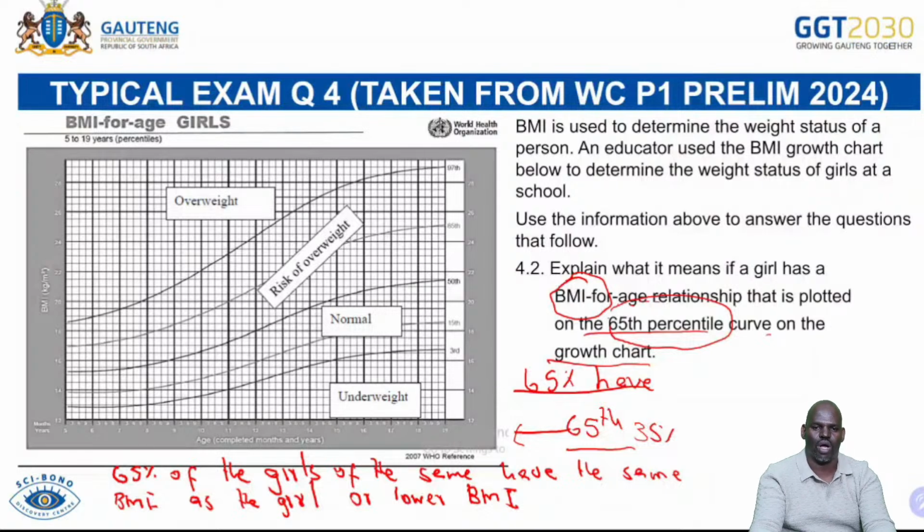It's very, very important. If they ask you what it means if a girl is on the 50th percentile, it's 50-50. On the 90th percentile, it's 10% above, 90% below. So you also need to go and check this type of questions as well.